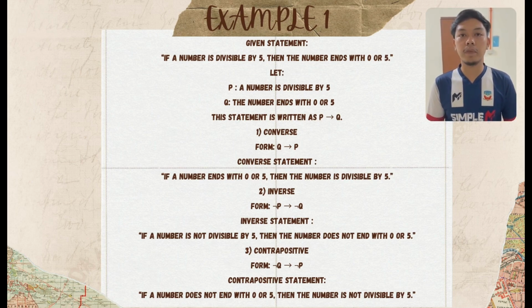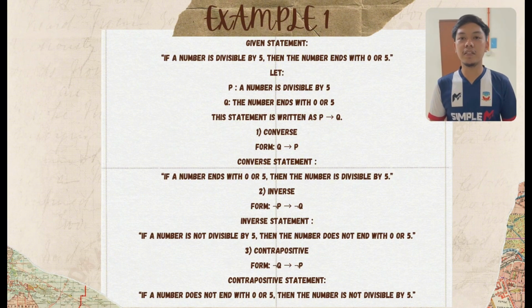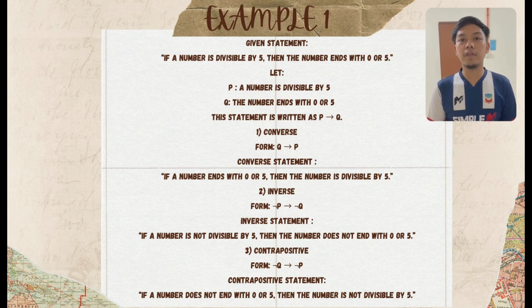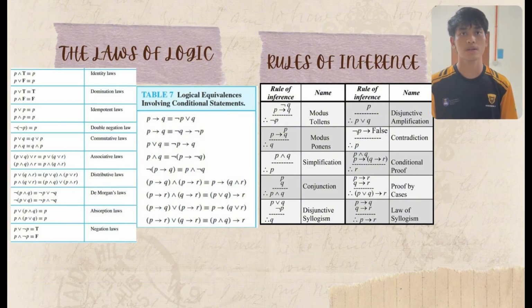or 5. Thirdly, if we want to make a contrapositive statement, the statement is written as negation Q implies negation P. So, the statement is, if a number does not end with 0 or 5, then the number is not divisible by 5. Okay, now we talk about the laws of logic.